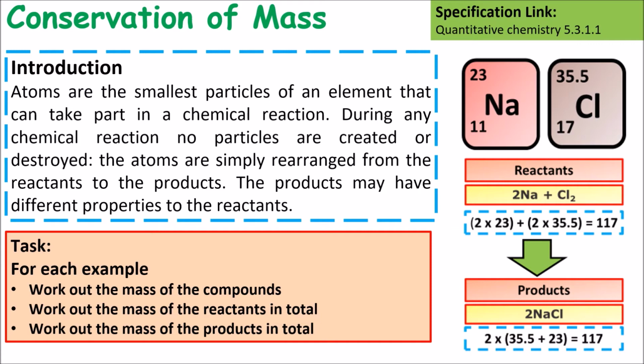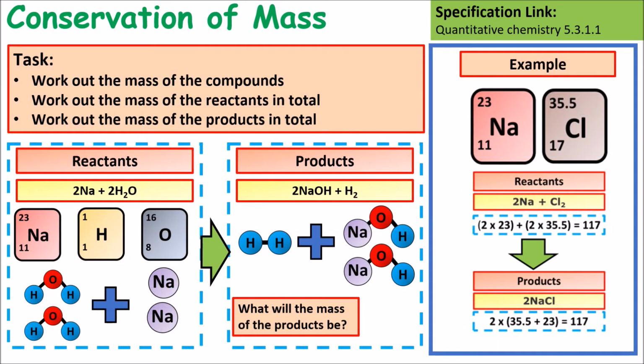So the total mass, or the total atomic mass, of the products must be the same as the total atomic mass of the reactants. So for instance, if we're reacting 2 sodiums with a chlorine, that will be the same as the mass of 2 sodium chlorides. So we can see that the mass of the products will be 78, which is the same as the mass of the reactants.